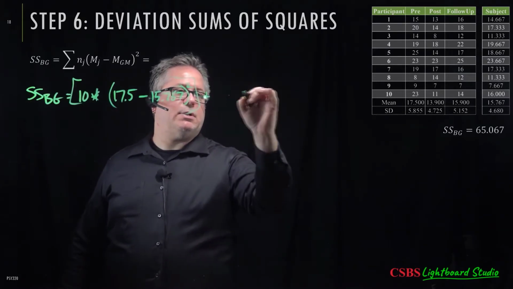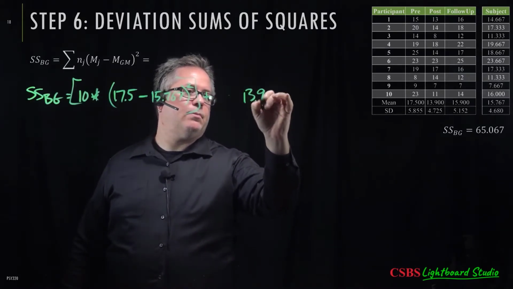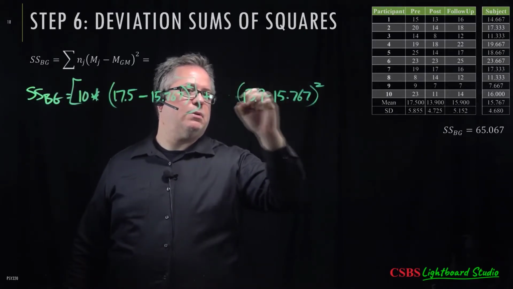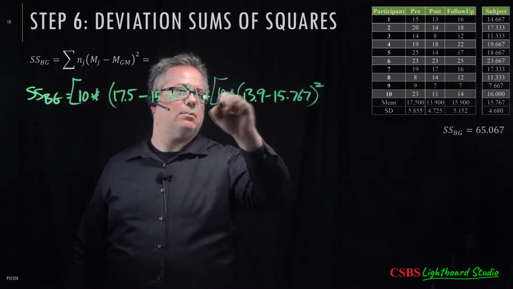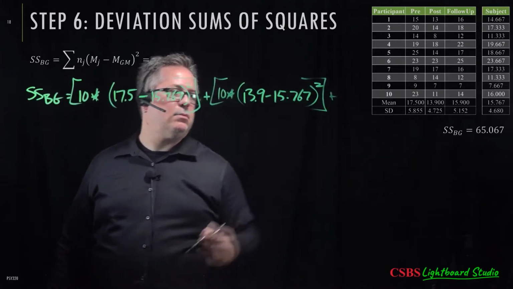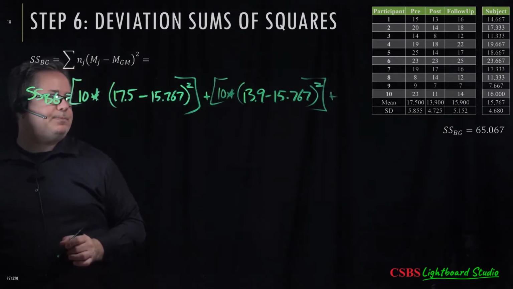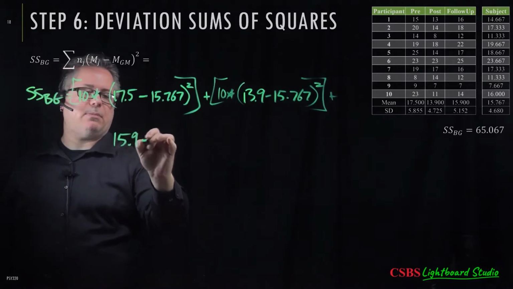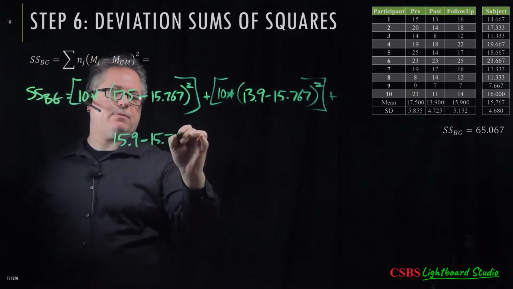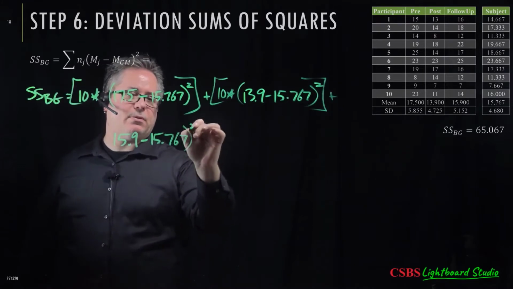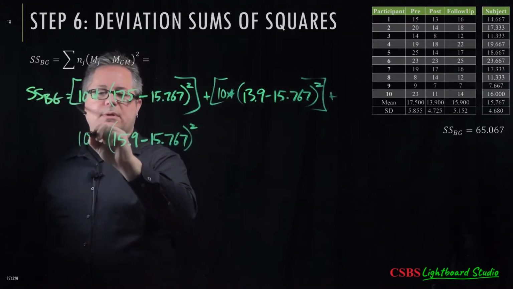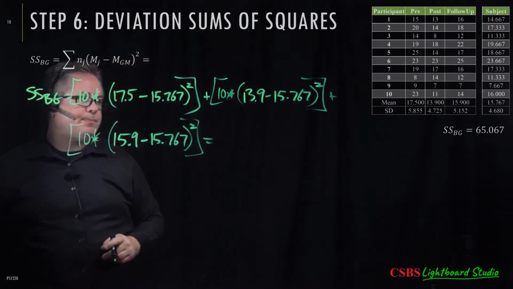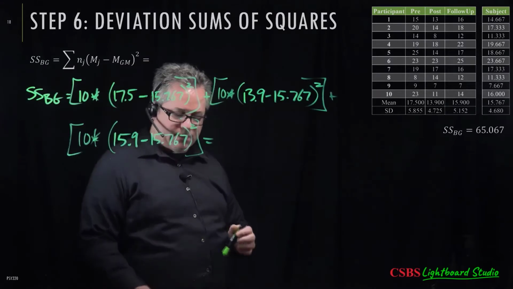Okay. I'm going to add to that. The next one is 13.9 minus 15.767 squared times 10. The last one is 15.9 minus 15.767 squared times 10. Alright, so this one we can figure out.